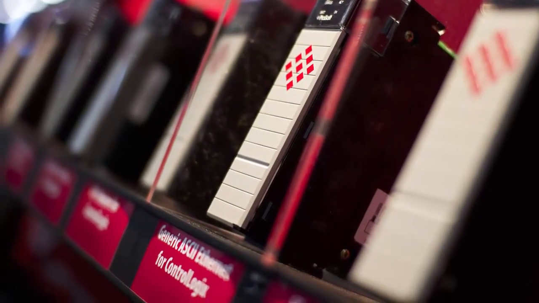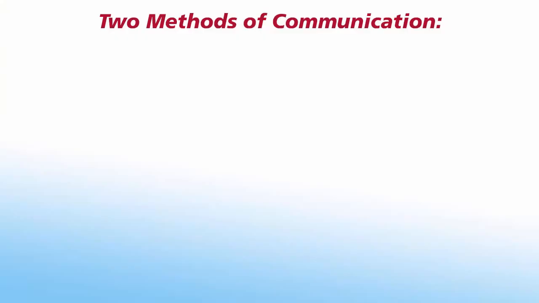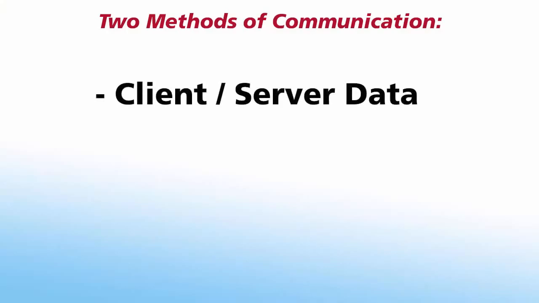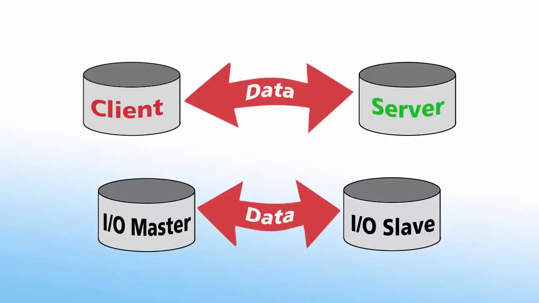We'll begin by defining what the different methods are. Most industrial automation protocols have two methods of communication. There's client-server data communications and input-output message communications. Each of these methods has its own properties and characteristics that make them suitable for different applications. Both are used to read and write data between devices.